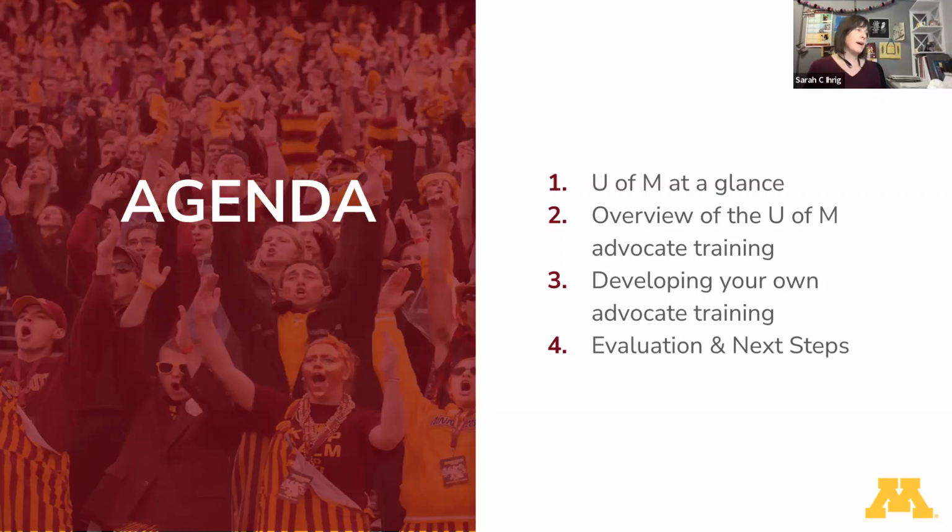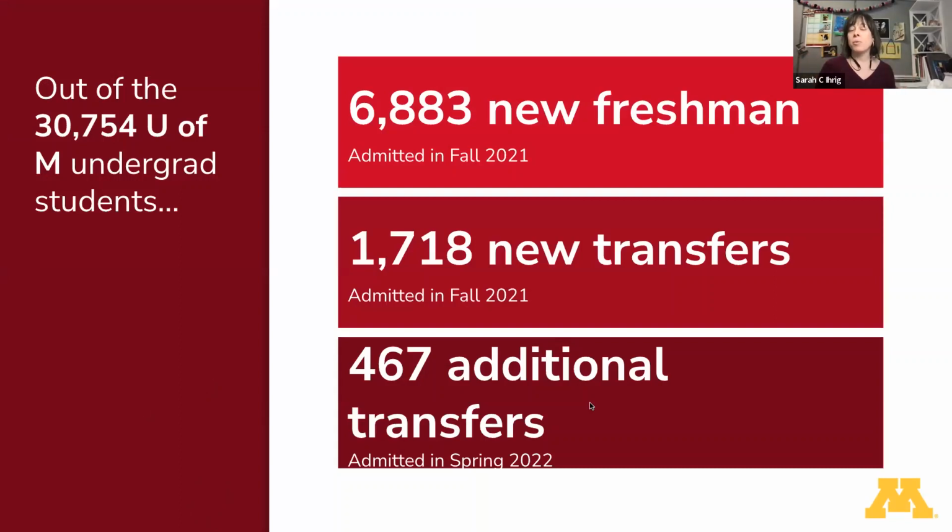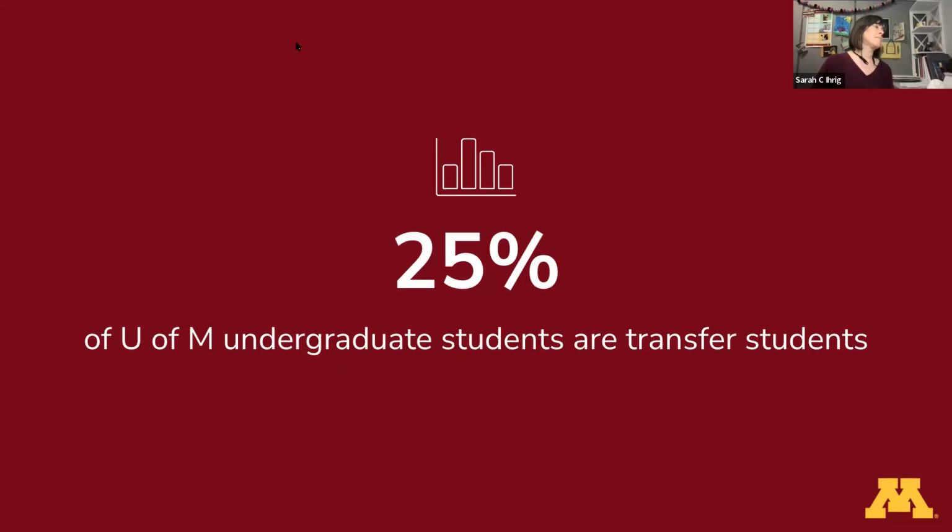So, the U of M at a glance. We're a fairly large urban campus. We straddle Minneapolis and St. Paul, with about 30,000 undergraduates at any given time. We admitted about 7,000 new freshmen this fall. Between fall and spring semester, we admitted just over 2,000 transfer students, which means about 25% of our undergraduates at any given time are transfer students. So a pretty large transfer population.